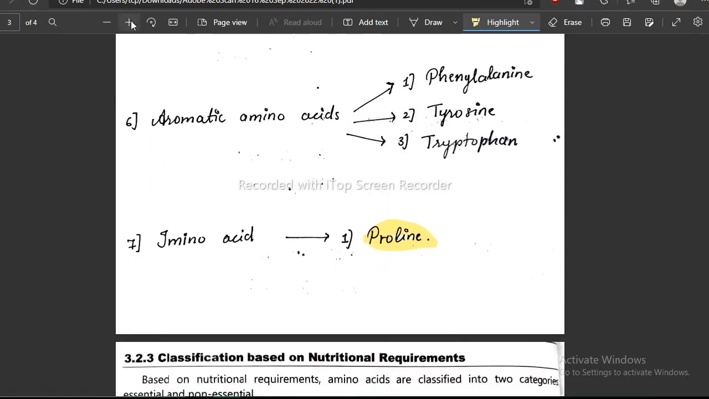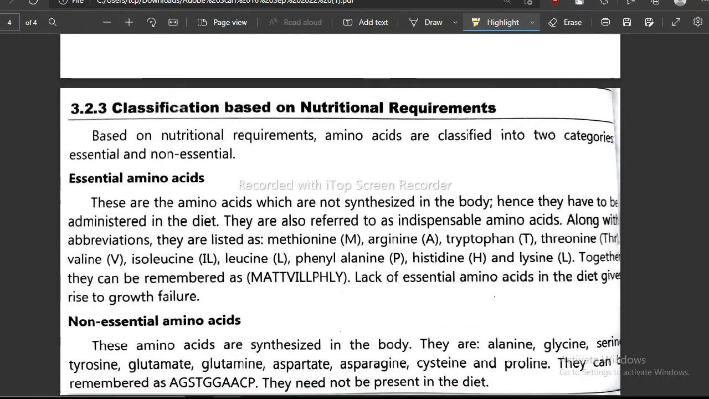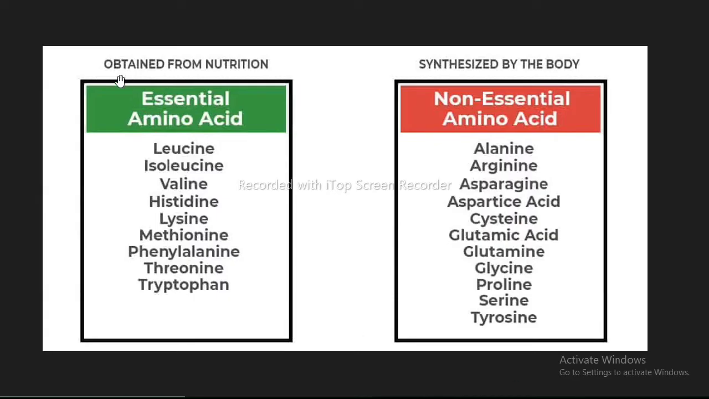Next we have the classification based on nutrition requirement. So we have the two classifications, that is essential amino acids and the non-essential amino acids. So here are the essential amino acids. Essential amino acids are not synthesized in the body.